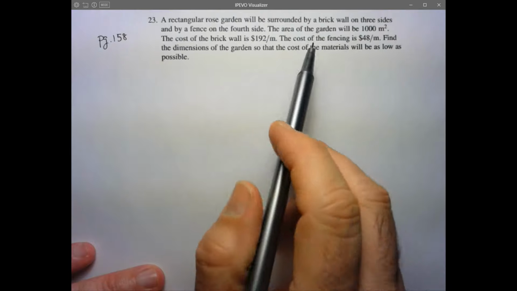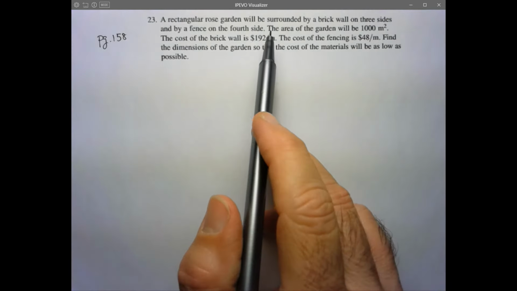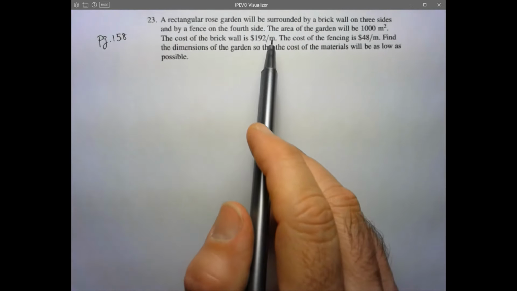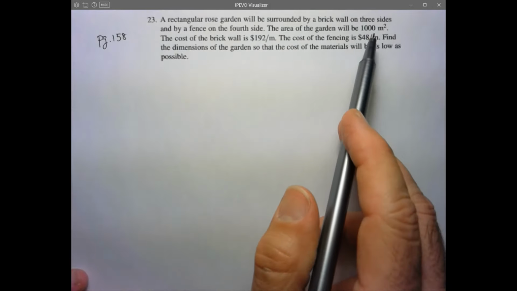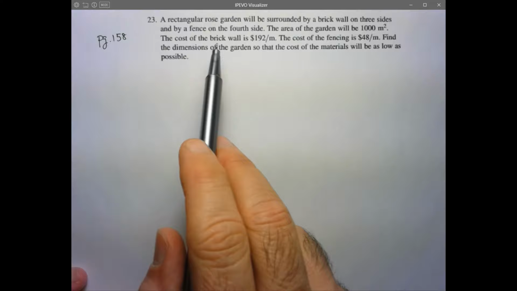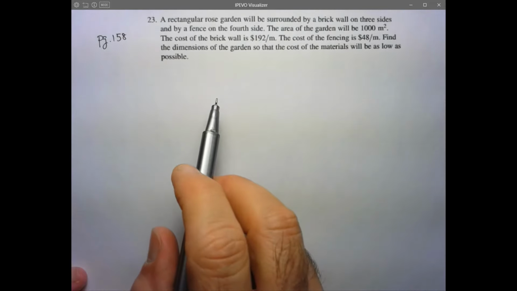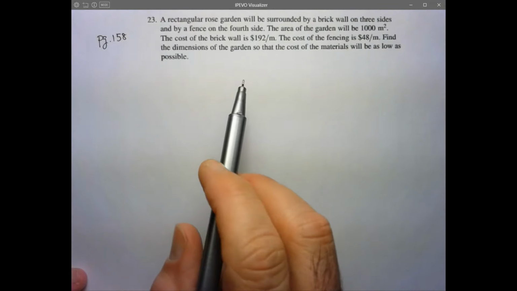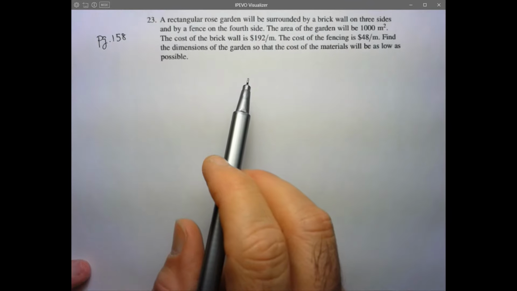Hi folks, we're going to take a look at number 23 on page 158. So we've got a rectangular garden that's going to be surrounded by a brick wall on 3 sides and a fence on the 4th side. The area of the garden is 1,000 meters squared, and the cost of the brick and the fencing is different. The brick is more expensive. They want us to find the dimensions so that the cost will be the lowest possible.